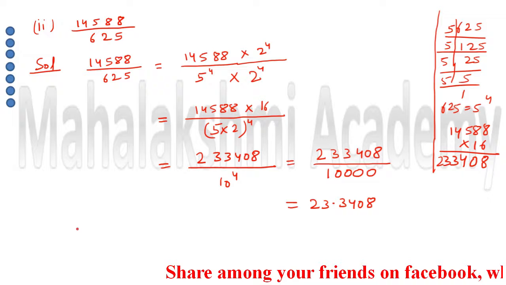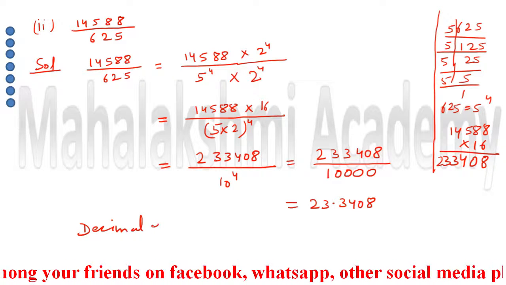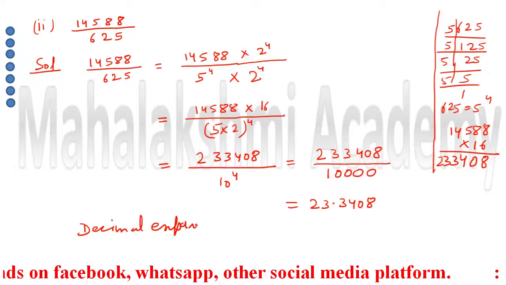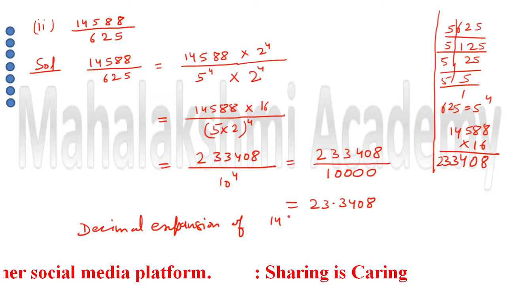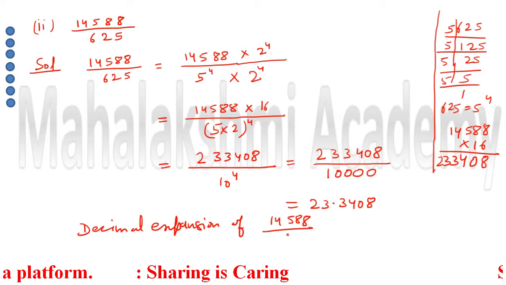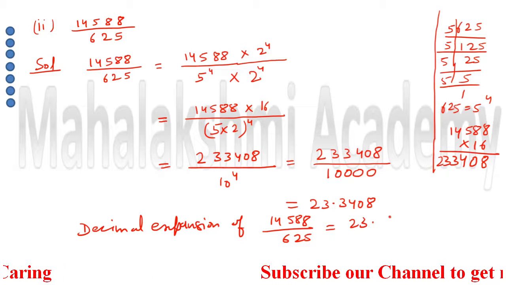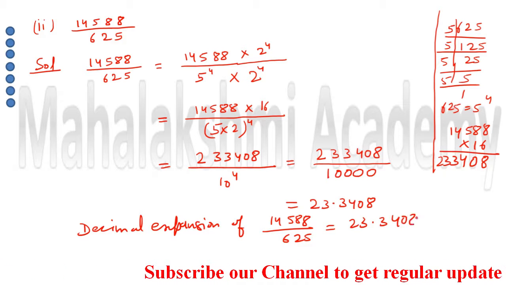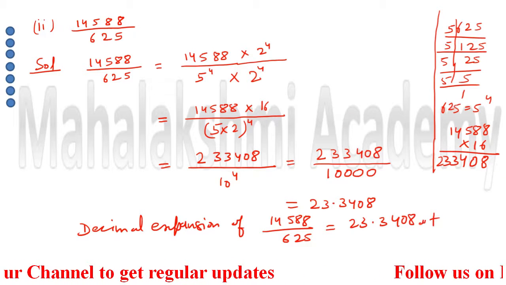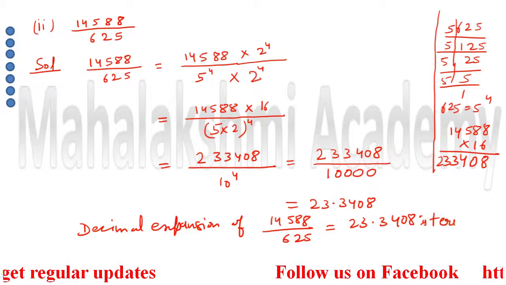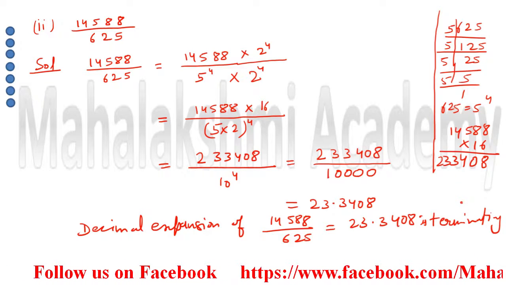So we'll write down the final conclusion of the answer. Decimal expansion of 14,588 upon 625 is equal to 23.3408, which is terminating. So this is completed. So the third part remains.